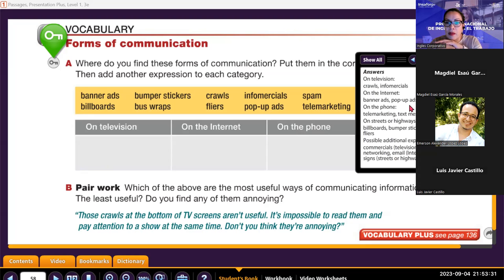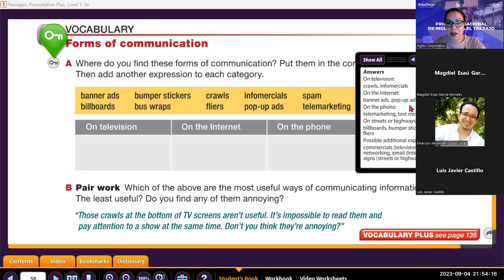Y luego, pues, también teníamos spam. On the phone, telemarketing, text messages, voicemail, then on the street or highways, those billboards, bumper stickers, bus wraps, and flyers. And some possible additional expressions: commercials, or like television for social networking, email, internet phone, the road signs, street or highways. So pretty good. And the idea of t-shirts on the street was amazing. That's another way of advertising.